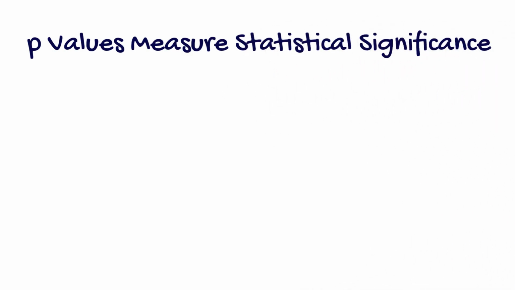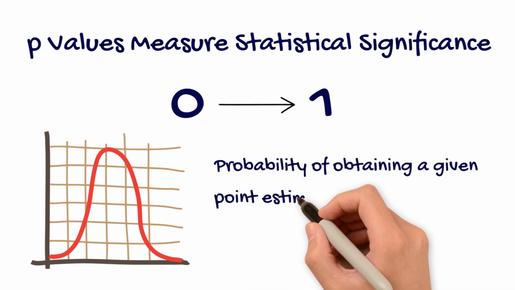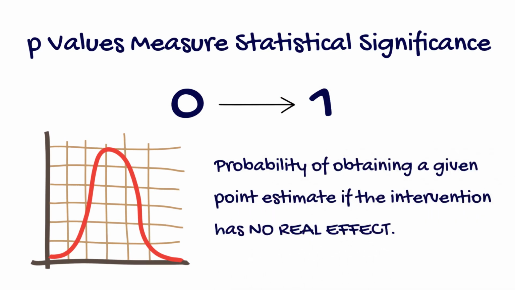P-values measure statistical significance and tell us how likely it is that our results are due to the real effect of an intervention being tested instead of due to chance alone. P-values range from 0 to 1 and actually represent the probability of obtaining a given point estimate in the event that the intervention being studied has no real effect.